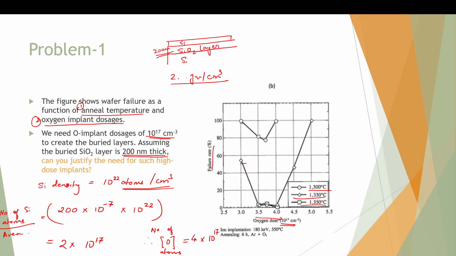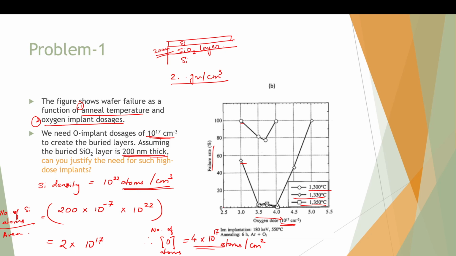So now we know why we need those high doses. This is atoms per centimeter square. If you look here, this is also close to 4 times 10 to the power 17, where we get the minimum failure rate. So that is the thing. We need that many atoms to get a 200 nanometer thick layer.